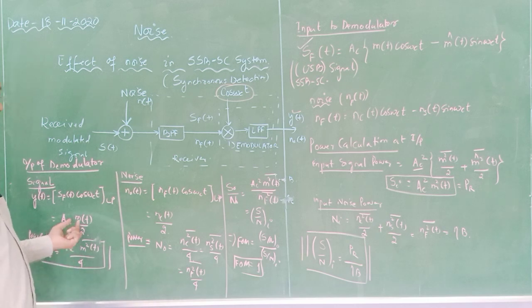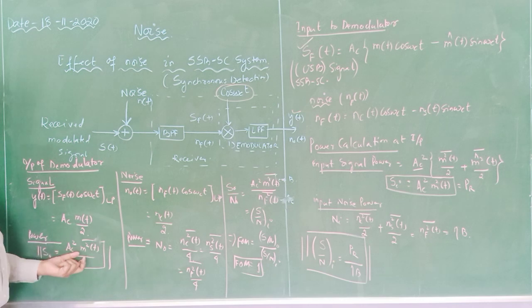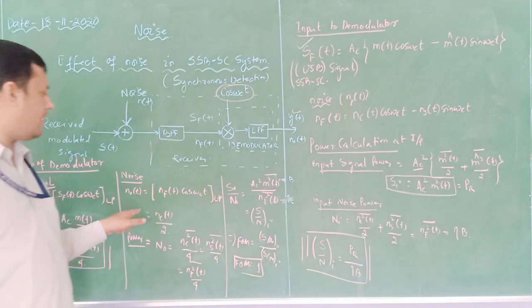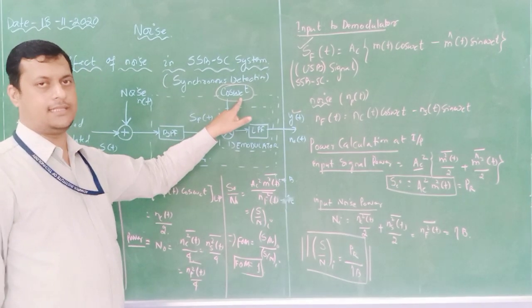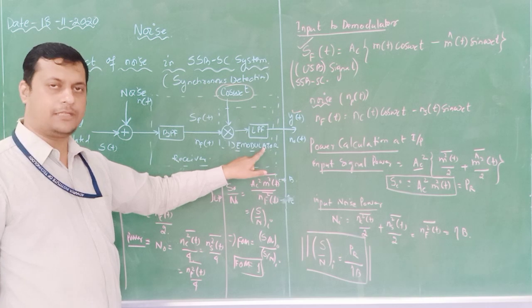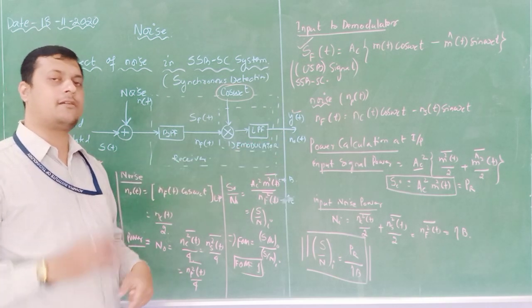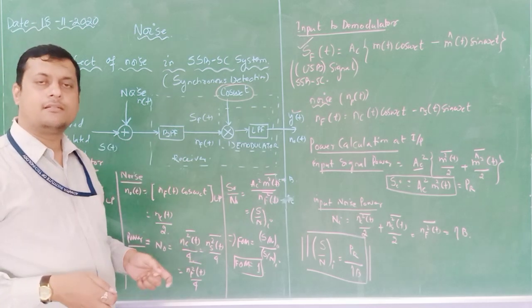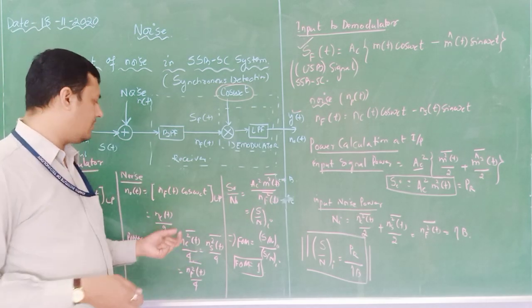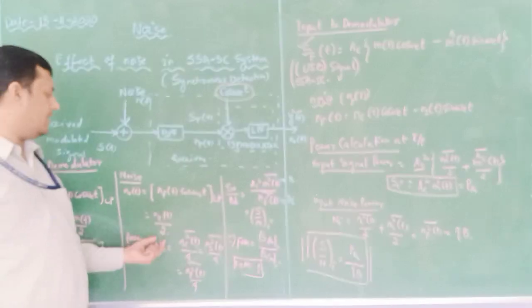We will get Ac m of t by 2. Take the power component. It is Ac square m square of t whole bar divided by 4. Similarly for the noise component, nf of t multiplied with cos omega ct, followed by a low pass filter. What will the output be? Suppressing the harmonic component, extracting the lower component. So the lower component is nc of t divided by 2.